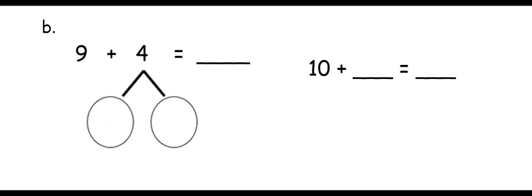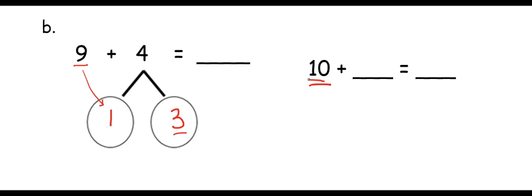Here's another example. If I'm going to add 9 plus 4, I can picture this on a number line. If I'm at 9 and I want to jump to 10, I would need one hop. So I'm going to break my 4 into 1 and 3. 1 and 3 make 4. That means I can start at 9, make one hop, and that will get me to 10.